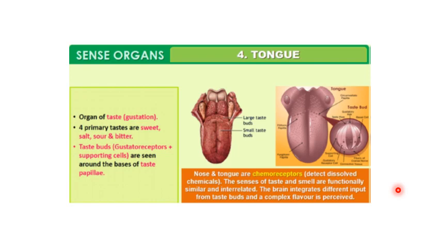The nose and the tongue are chemoreceptors. That is, they detect the dissolved chemicals which are present. The sense of taste and smell are functionally similar and interrelated. The brain integrates different inputs from taste buds, and a complex flavor is perceived.